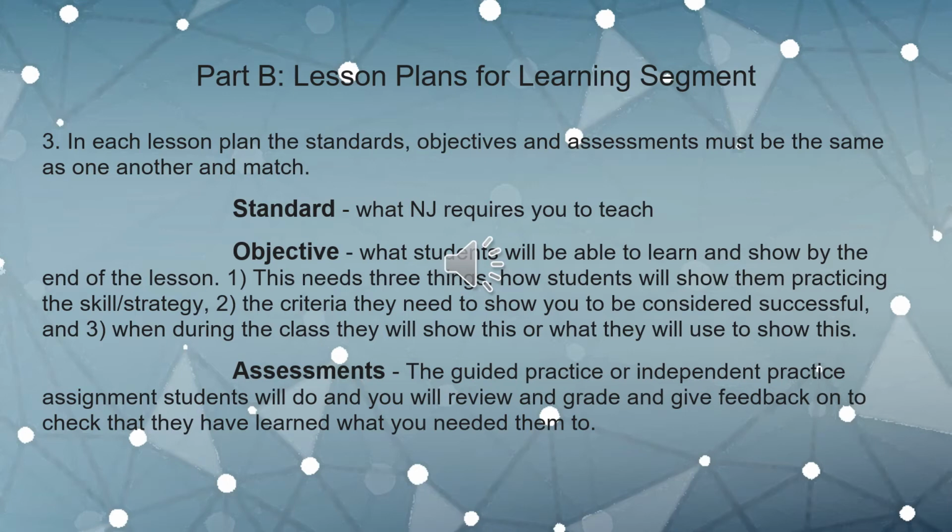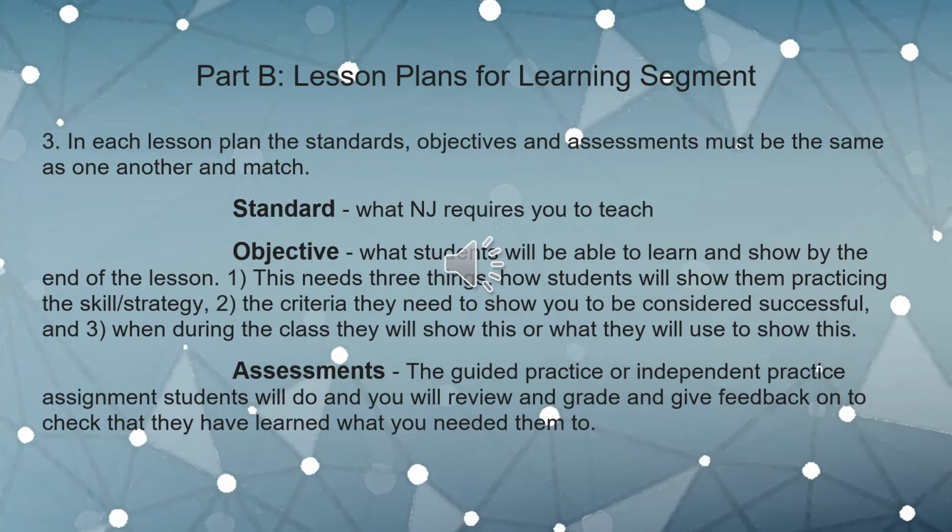And then from that, you're going to create your objective. This is what you want students to be able to learn and what they're going to show you by the end of this lesson. So every objective needs to have three things to it, three parts. First is how will students show that they are practicing that skill? How are they going to actually show you that they can do this?